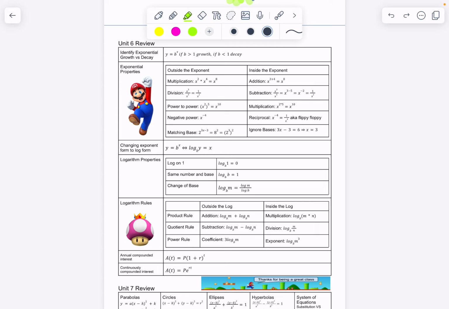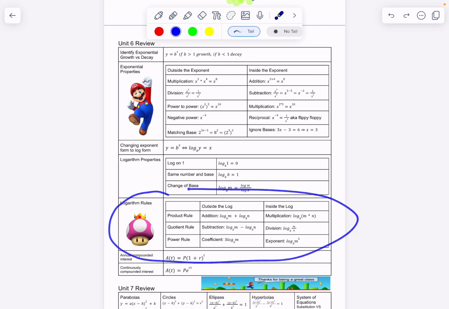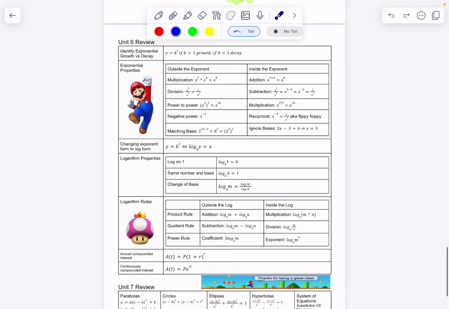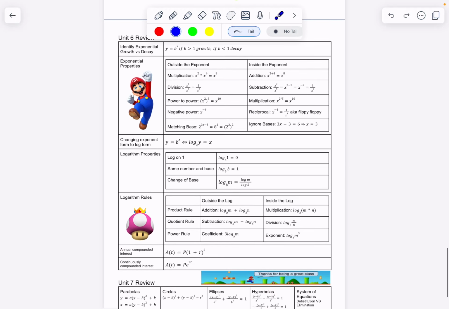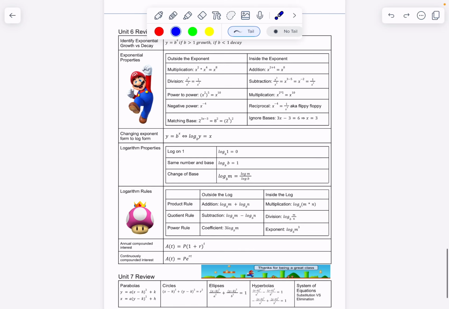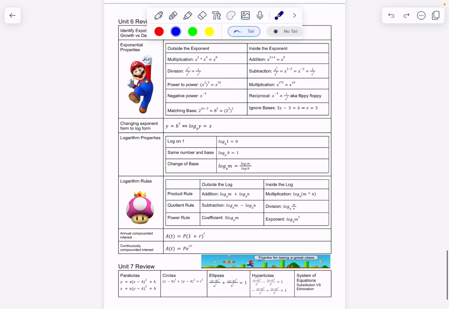Log properties, you can cover that. Log rules, this one I really want you to focus on because that one people struggled with the most probably. And then just be able to identify this. Not gonna lie, if you can cover this single page, you'll score probably more than 50% on the final. 50% of the final is this page alone.